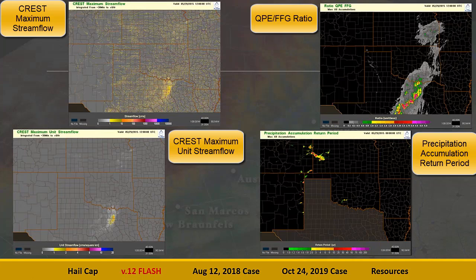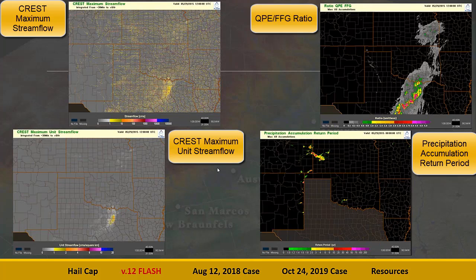So really quickly, these are just 4 stock images from the flash.ou.edu webpage to explain the different products. The 2 on the left are Crest Streamflow and Crest Unit Streamflow considerations. Basically what those do is determine how much overland flow is happening from the rainfall that's going. Unit streamflow takes into account a whole area, so maybe an urban area, whereas maximum streamflow by itself actually includes all of the rivers and the streams in those areas.